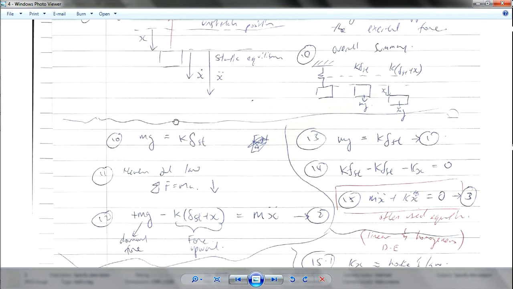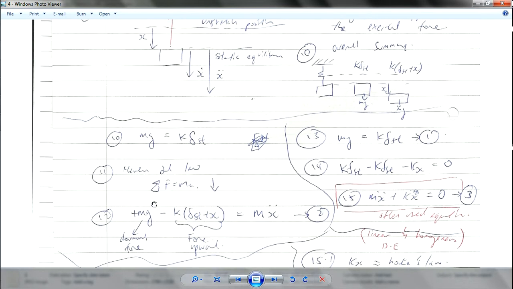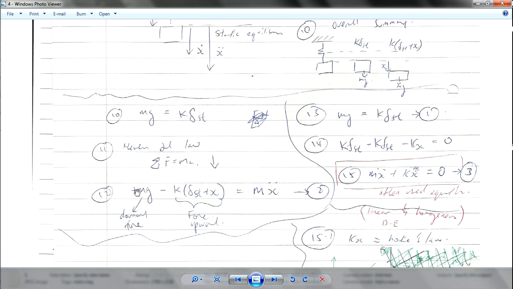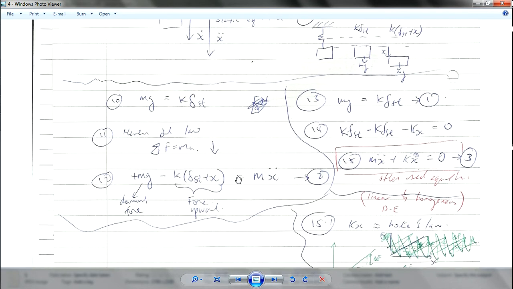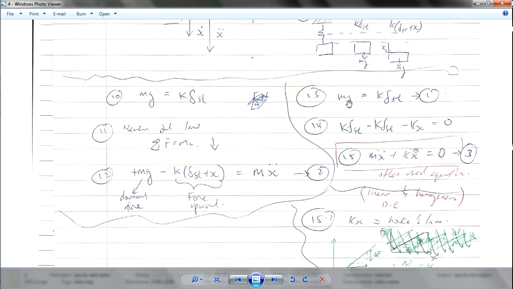So let's come back here. We know that we are going down, so we set downward motion as positive, and force upward as negative, and that equals mass times acceleration, which is the movement of the thing. So we have this equation, and mg equals this, which is the same thing as this. We set it as equation 1.